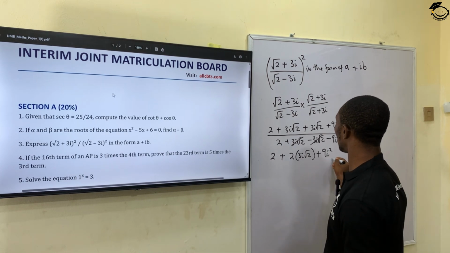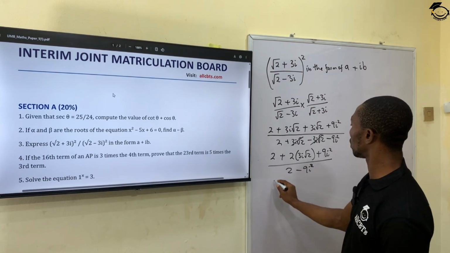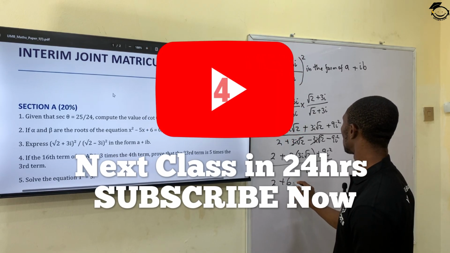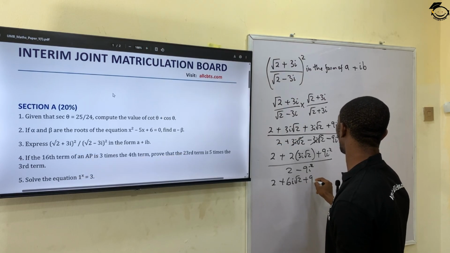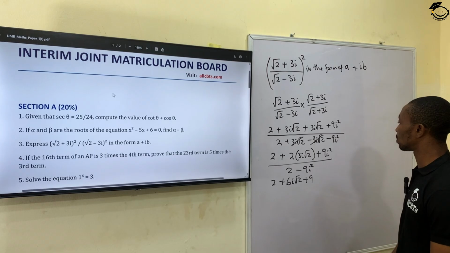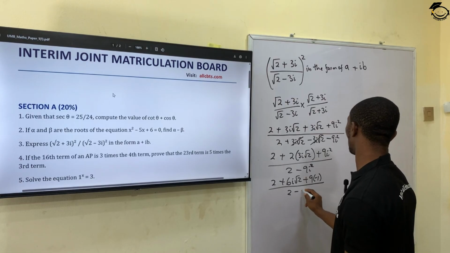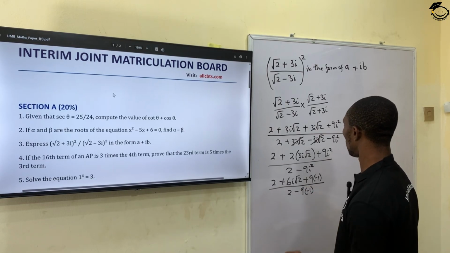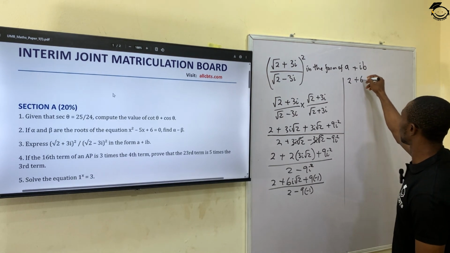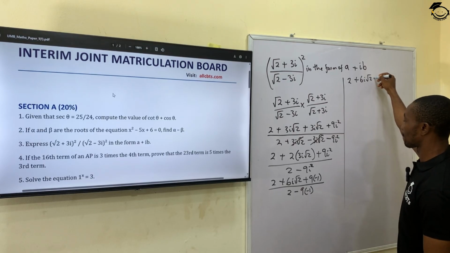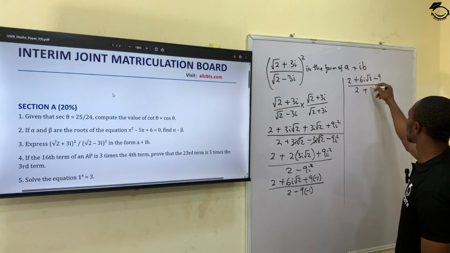All over 2 minus 9i squared. Now, if we open up this, it will give us 2 plus 6i root 2 plus 9. Now, in our vector, our i squared is minus 1, all over 2 minus 9 bracket minus 1. Okay, so we will now have 2 plus 6i root 2 minus 9 all over 2 plus 9.